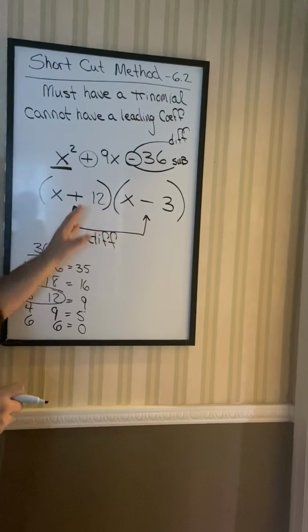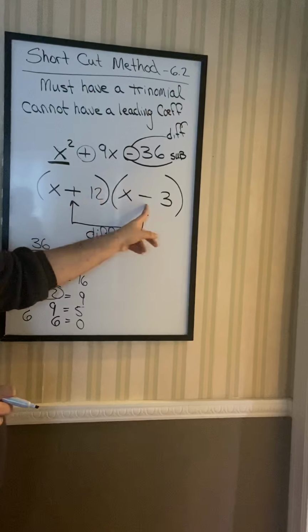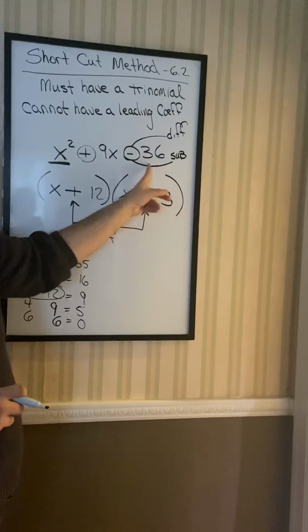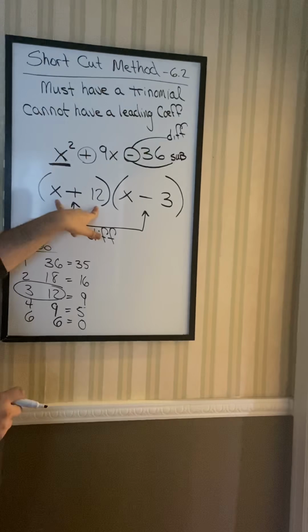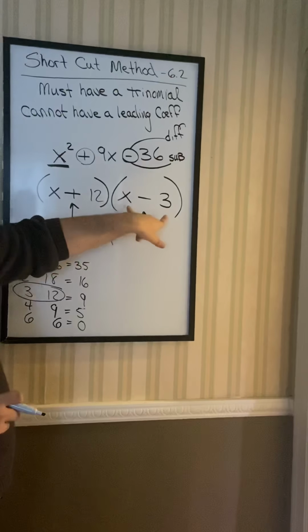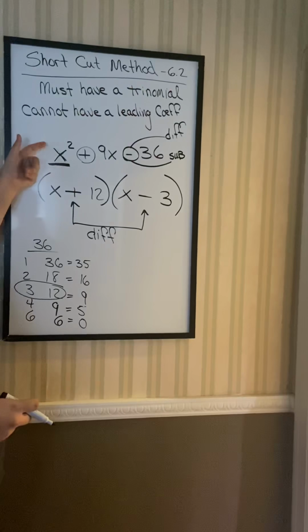If you did another rectangle and multiply this and this, you'll get this answer exactly. So this is your factor. X plus 12 makes up one binomial, and x minus 3 makes up your other binomial. And that's how to factor this trinomial.